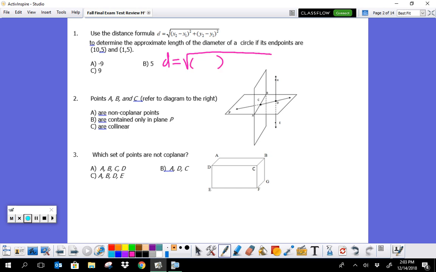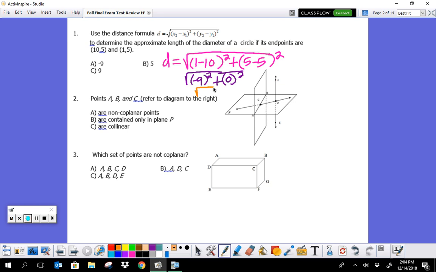Okay, and what we're going to do is subtract the x values. So I'm going to do (1 minus 10) squared plus my y values, (5 minus 5) squared. And honestly, from right here, you could really just type that whole thing in your calculator, but I'm going to show you how to simplify this. So 1 minus 10, that's negative 9. Make sure you keep that in parentheses. Plus 5 minus 5 is 0 squared.